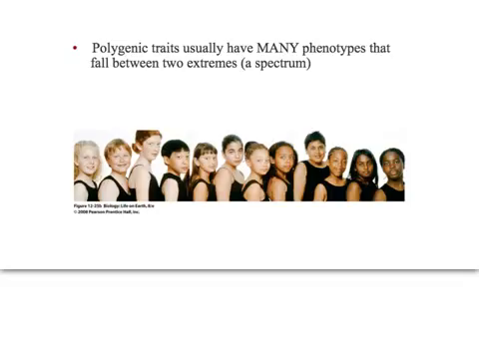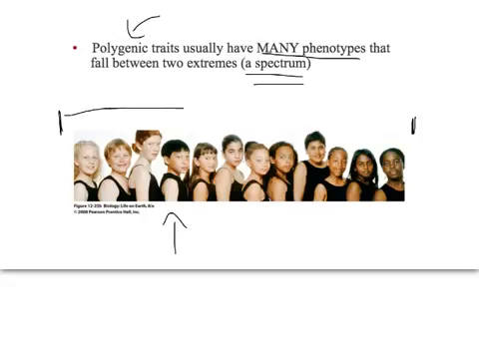And this huge variation, what we call a spectrum, is kind of a hallmark of a polygenic trait. You know a trait is polygenic if you get many, many phenotypes out, and they fall between 2 extremes, and you get the spectrum. So here, if I'm looking at this picture of skin color here, I have some children who have very, very light skin, and some who have very, very dark skin, and all the phenotypes in the middle fall along this gradient, this spectrum. So if you see a spectrum, you know we're talking about a polygenic trait.